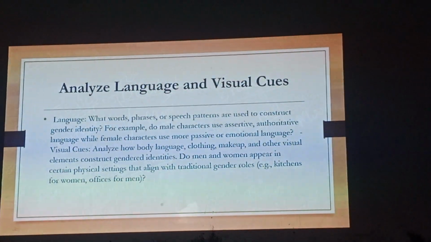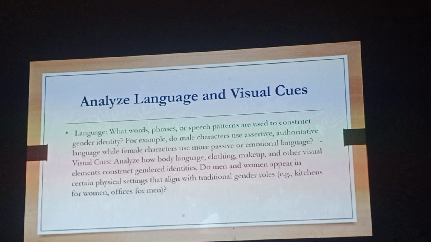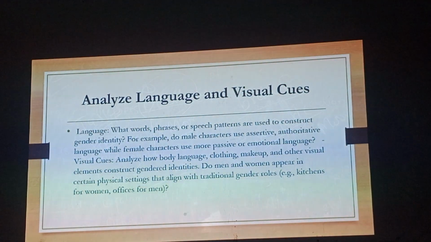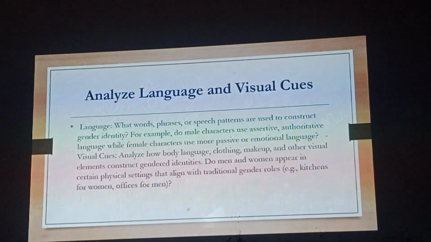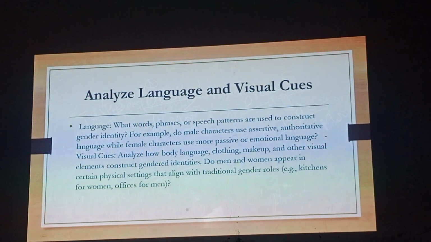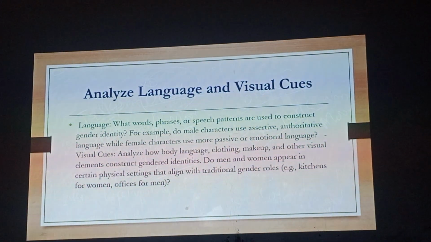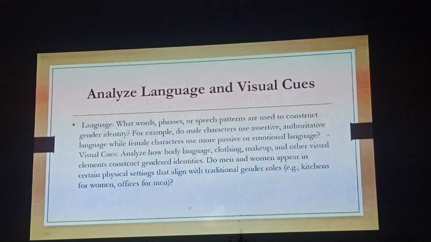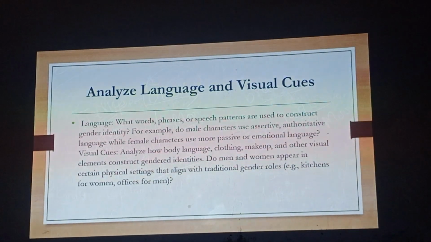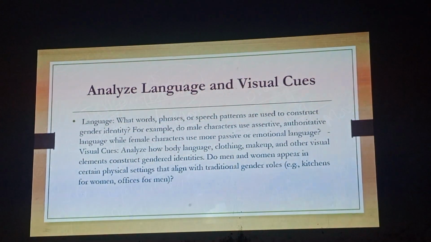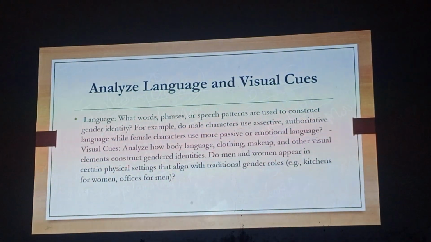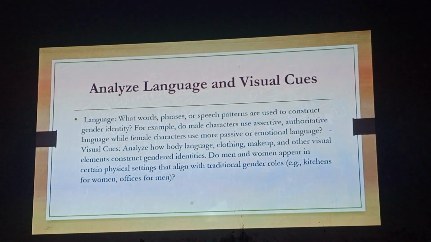Clear? Here you see more passive or emotional language used by the female side. Clear? And then visual cues: analyze how body language, clothing, makeup, and other visual elements construct gender identity. Do men and women appear in certain physical settings that align with traditional gender roles, for example, kitchen for women and office for men? Yes, there are some specific spaces out there. Even you see in the offices now, females are also working as CEOs of companies. That role is there still, but it is comparatively very limited or small.